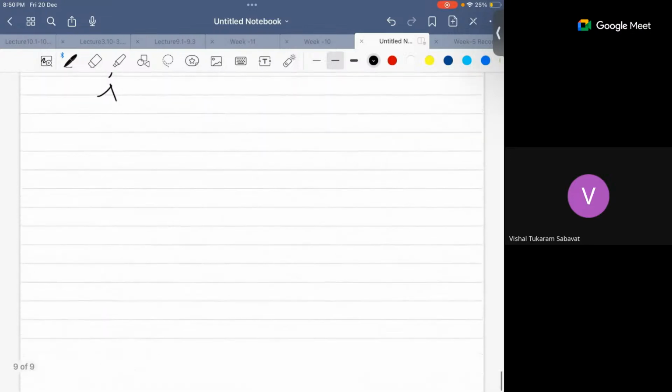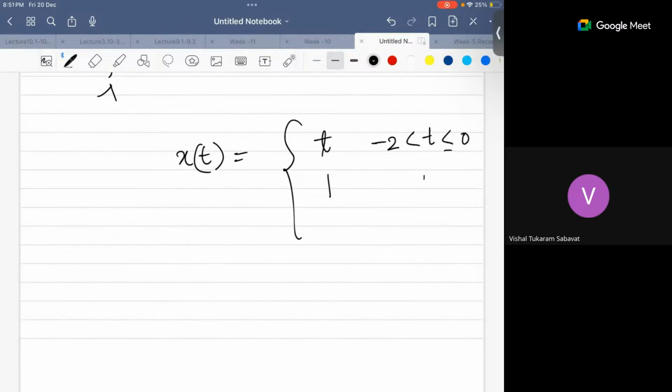So if you have been given a function like this, t, where t is from -2 to 2, can somebody tell me whether this belongs to the function space L2 or not? -2 to 2, function space of L2 or not?